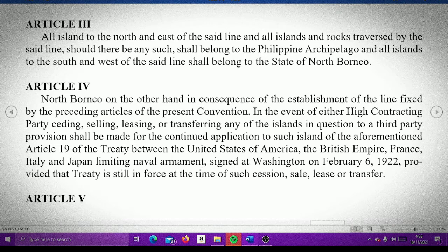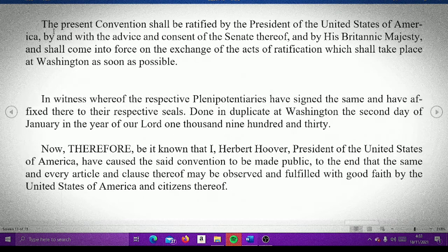Okay, so let's proceed to Article 5. The present convention shall be ratified by the President of the United States of America, by and with the advice and consent of the Senate thereof, and by His Britannic Majesty, and shall come into force on the exchange of the acts of ratification, which shall take place at Washington as soon as possible. In witness whereof the respective plenipotentiaries have signed the same and have affixed thereto their respective seals. Done in duplicate at Washington the second day of January in the year of our Lord 1930.